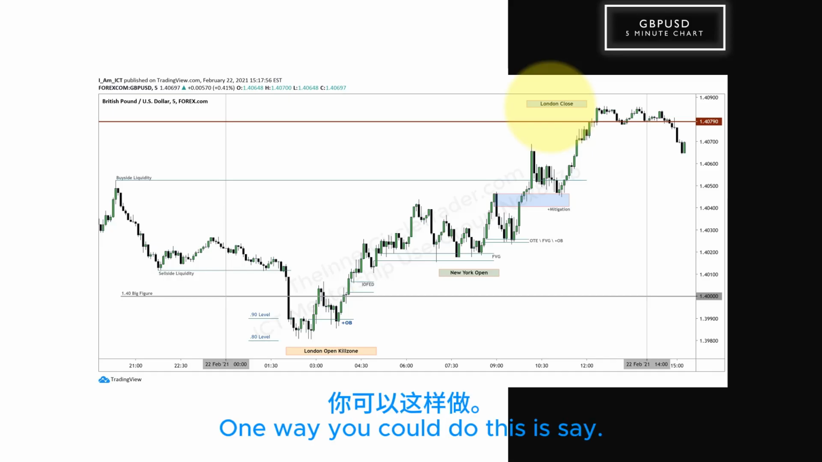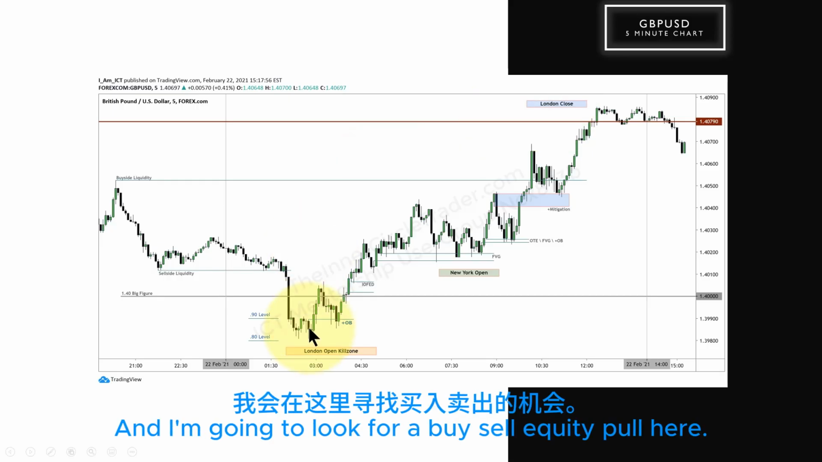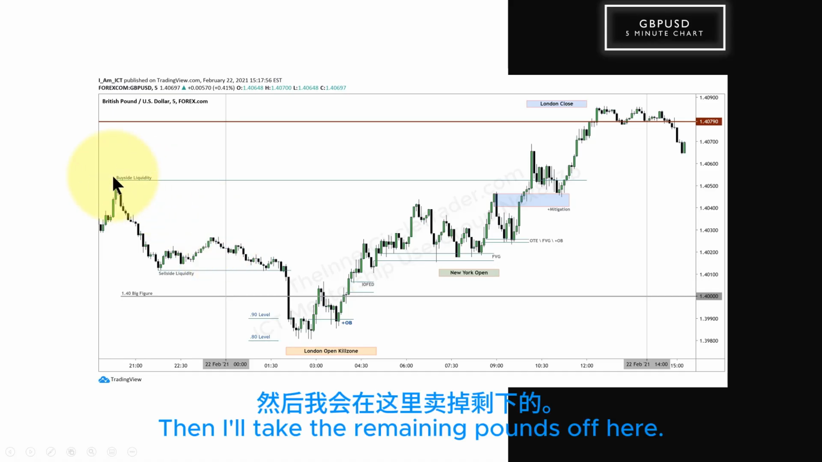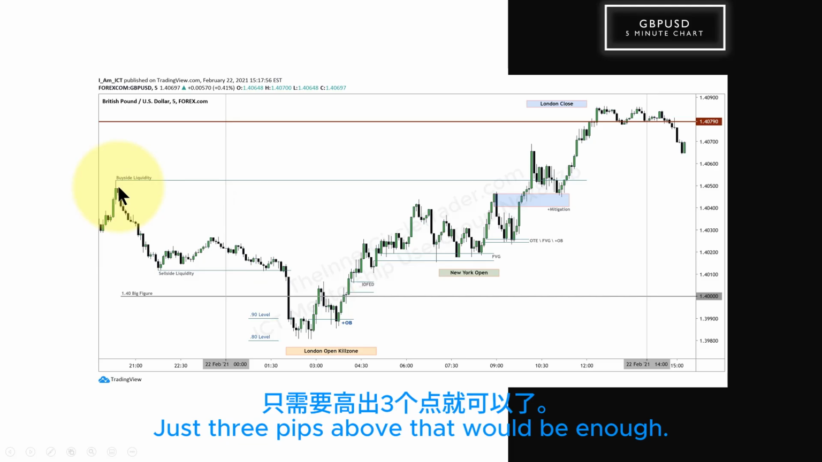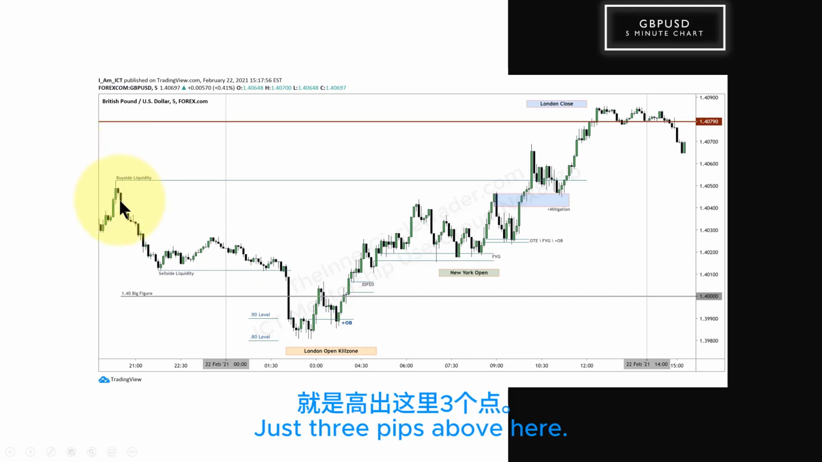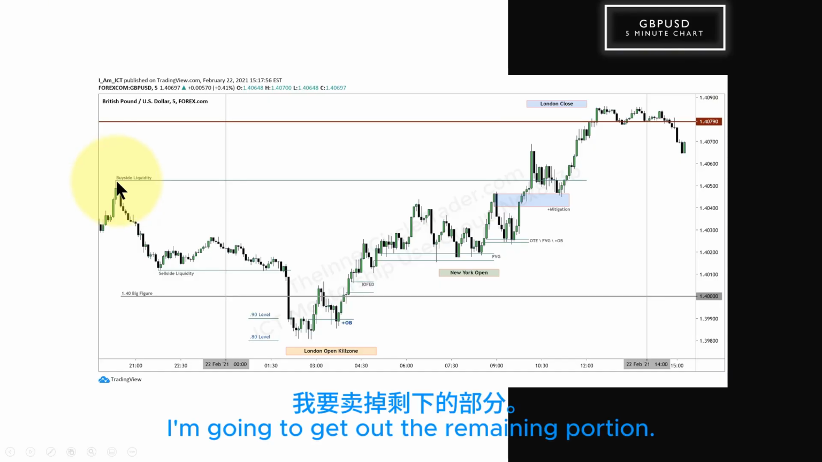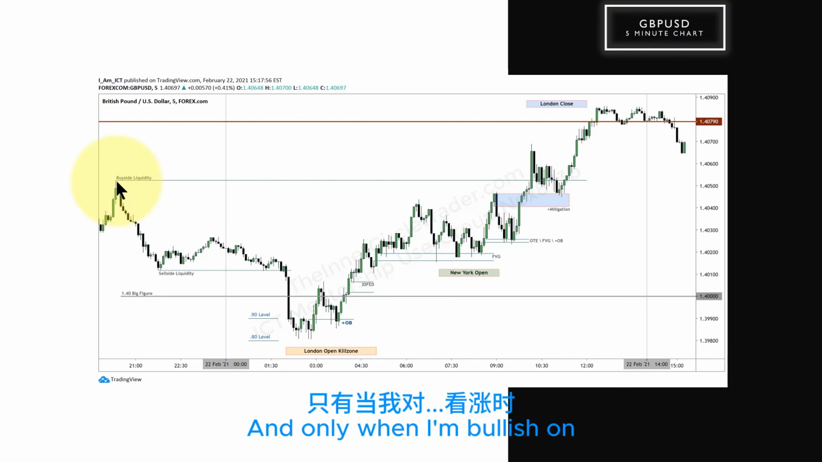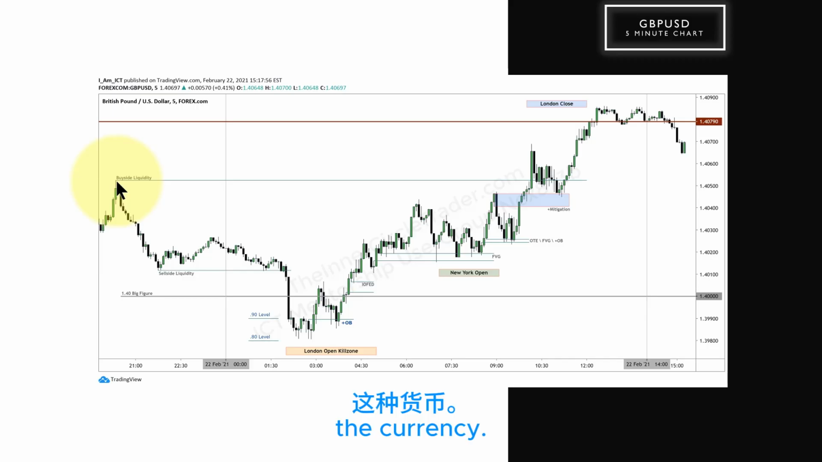One way you could do this is say, okay, I'm going to be a buyer in London and I'm going to look for a buy side liquidity pool here and here. I'll take partial profits here. I'll take 50% off here. And then I'll take the remaining balance off here. Just 3 pips above that would be enough. It doesn't need to be 10, 15, 20, 30. Just 3 pips above here, I'm going to get out the remaining portion. That's my model. And I'm going to do trades on Monday, Tuesday, and Wednesday, and only when I'm bullish on the currency and bearish on the dollar index.